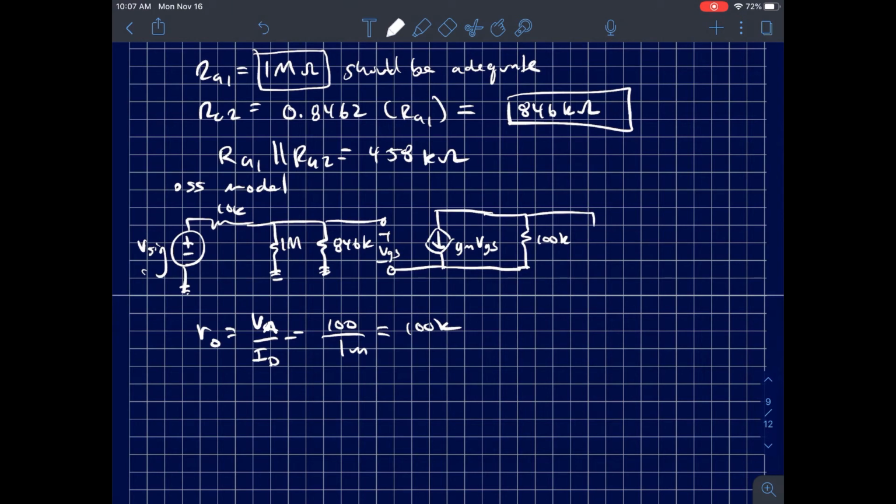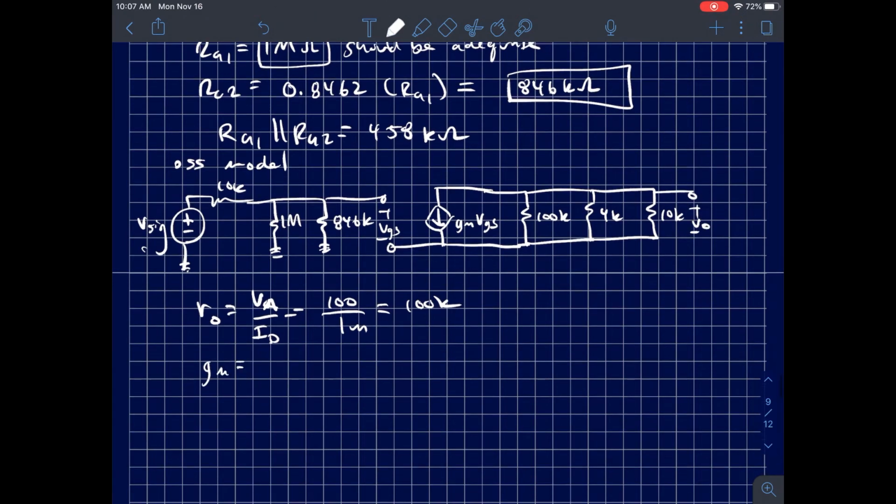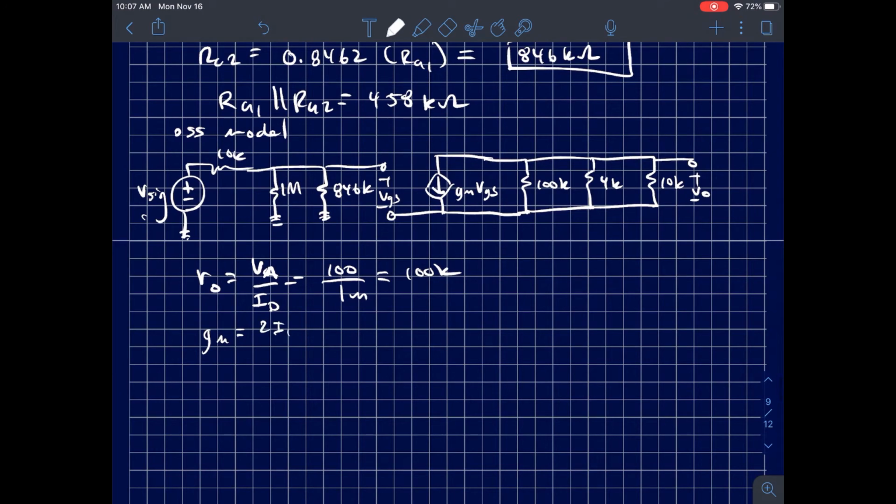That's in parallel with the value for RD I found, which is 4 kilo ohms. And then I put my load resistance across there, which I said was 10k, and then I measure V out across there. gm is calculated by taking 2ID over V overdrive, which is equal to 2 times 1 mil over 1, or 2 milliamps per volt.